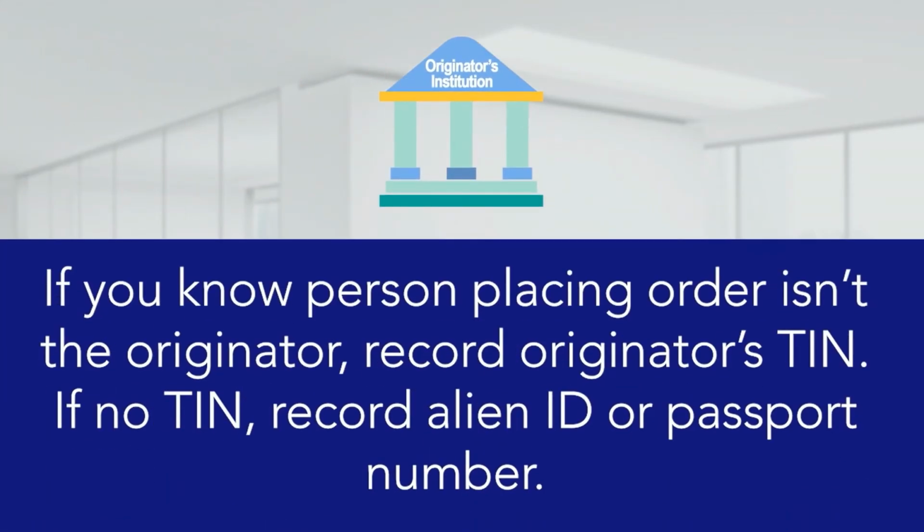If you know the person placing the payment order is not the originator, record the originator's taxpayer identification number, TIN. If no TIN is available, record the originator's alien identification number or passport number and country of issuance, if known by the person placing the order, or note that no number was available.